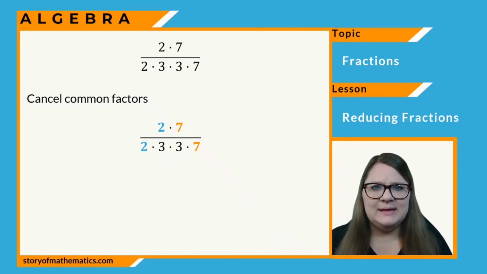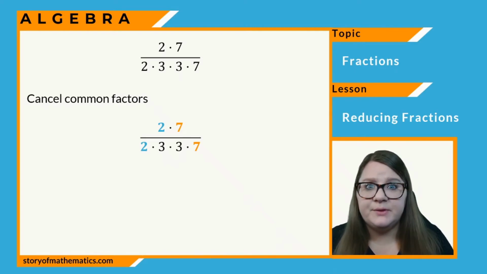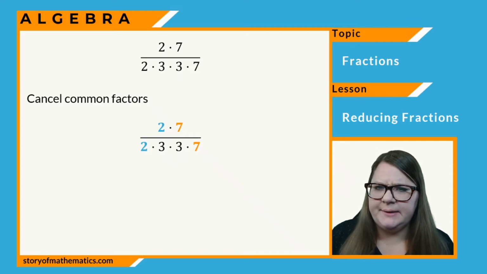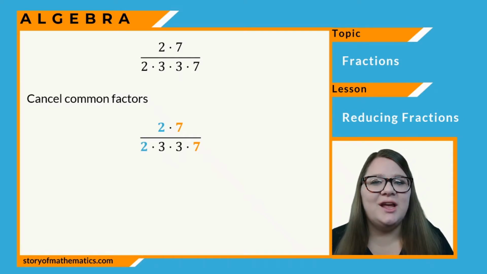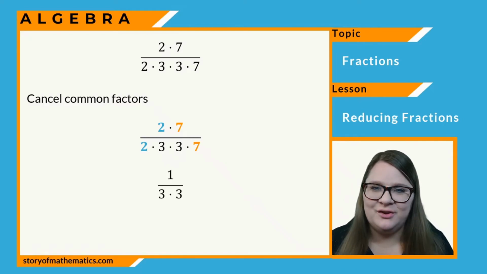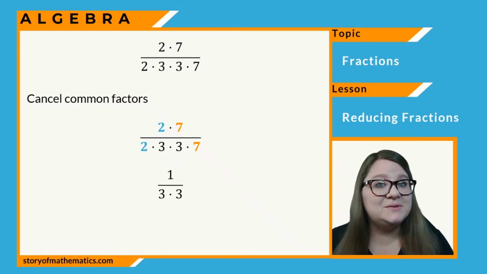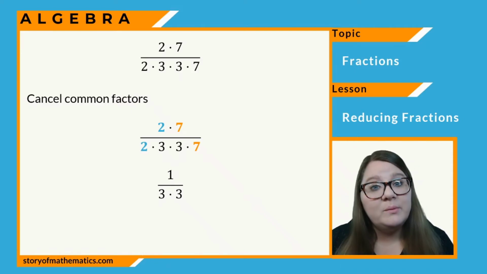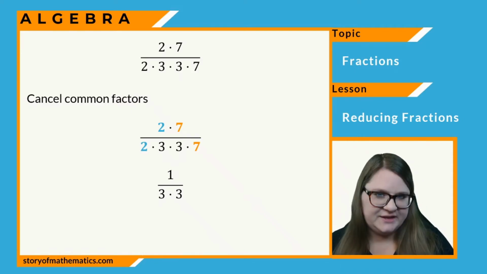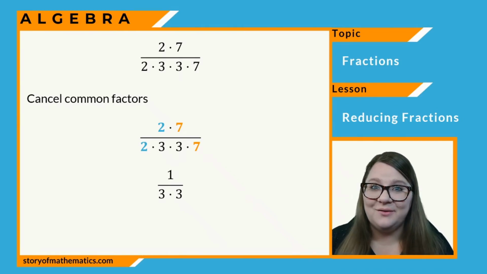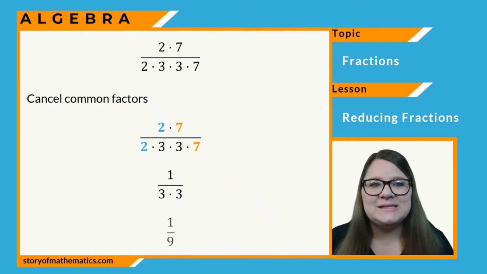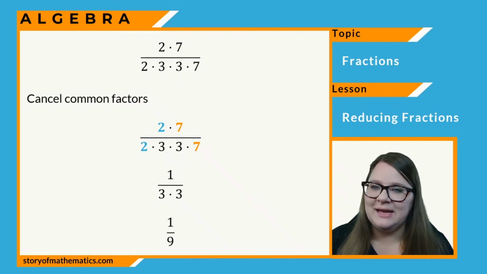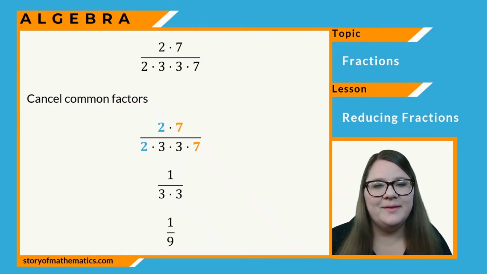Now, that leaves me with what in the top? Because I canceled both the 2 and the 7. Is it a 0 because there's nothing left? No, don't be tempted. It's actually a 1 left over in the numerator. Because think about it, 2 divided by 2 is 1, and 7 divided by 7 is 1. So when we're canceling, we're really doing division. That's why we have a 1 left over in the top, and we have that 3 times 3 left over in the bottom. This gives me 1/9 as the final answer for the simplification here.